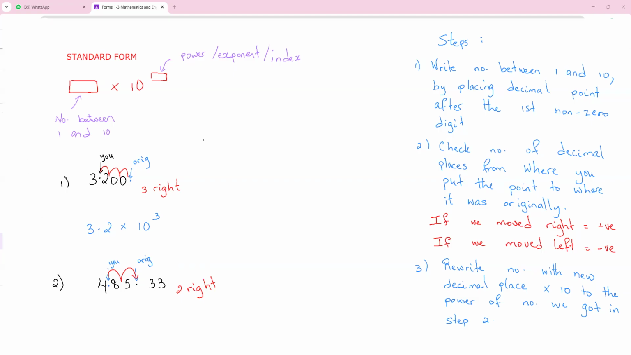Next, we rewrite the number with the new decimal point. The old one is no longer where it was originally. Times 10 to the power of the number of places we moved in step 2. So we moved 2 places right, so that means positive 2.